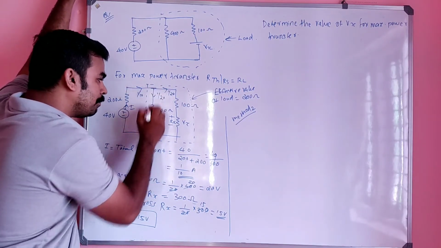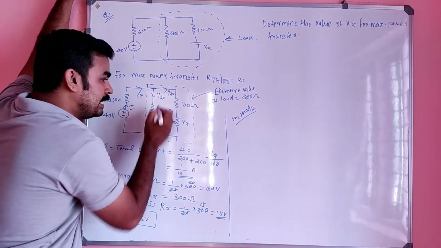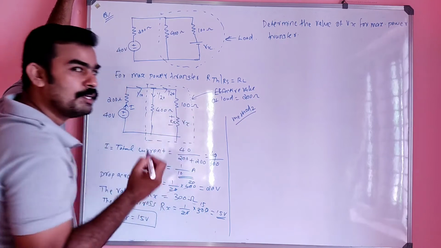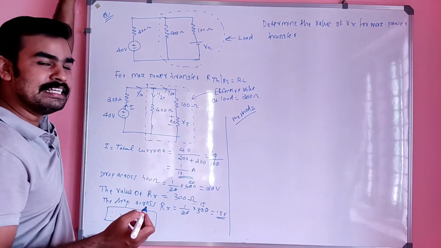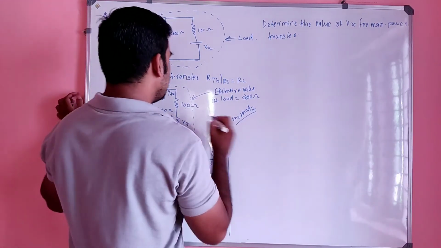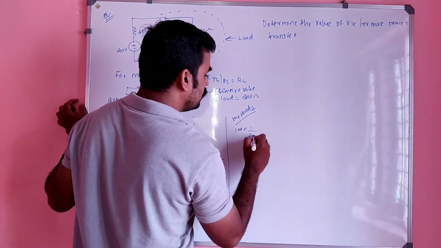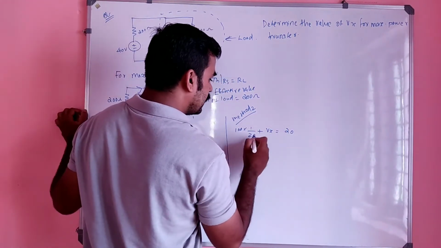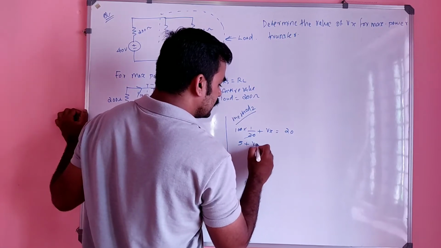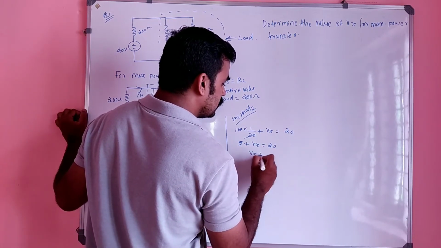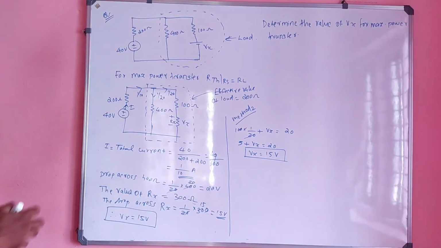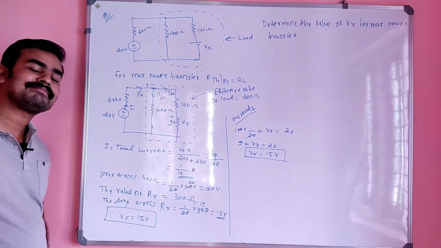If the drop across this 400 ohm is 20 volt, it means the drop across this 100 ohm plus this Vx will also be 20 volt. I can write 100 into 1 by 20 plus Vx equal to 20, or 5 plus Vx equal to 20, or simply Vx equal to 15. This is also another method. No issues there. In both cases you will get the same answer.